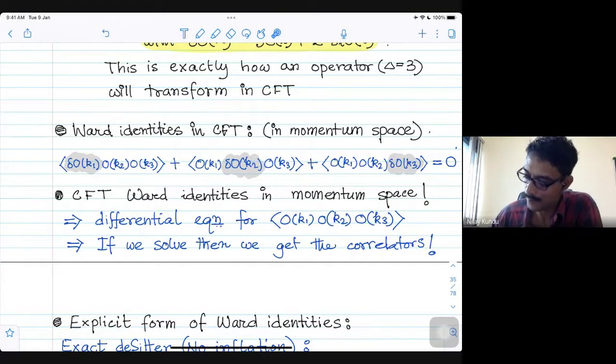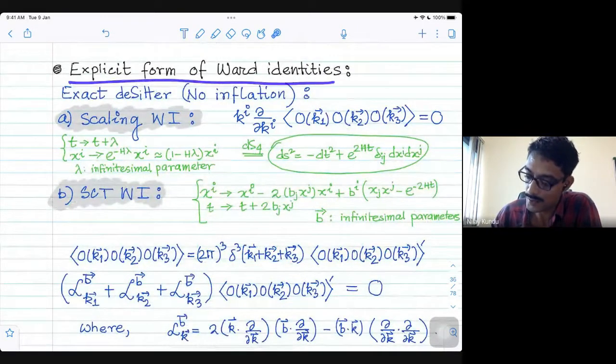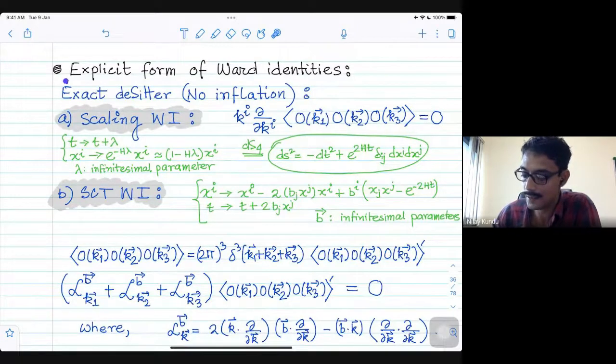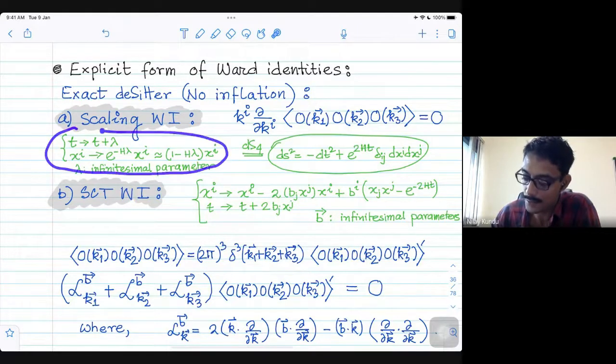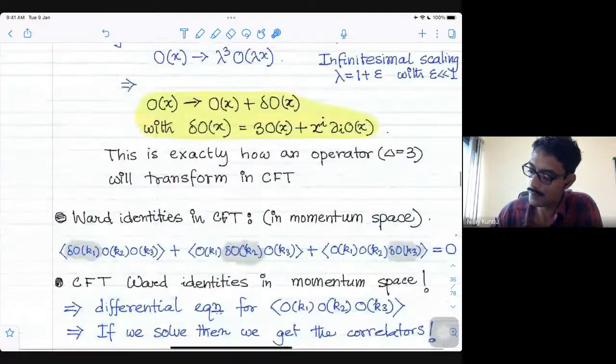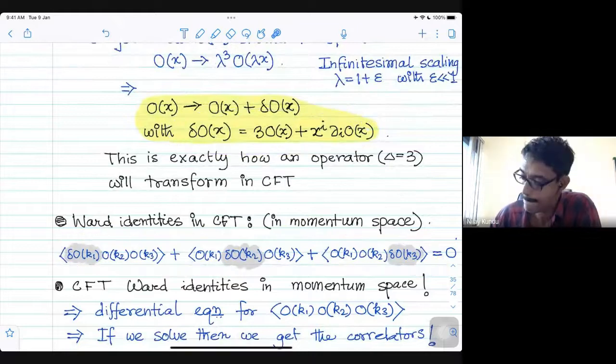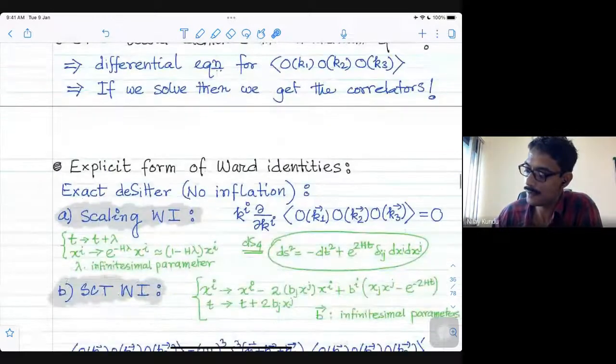Now, to be very specific, I can write down the explicit form of these Ward identities. So for the exact de Sitter where there is no inflation, these are the scaling transformations that keep this form of the metric intact, and for them we can obtain this to be the Ward identity written in momentum space. This is just a Fourier transform of this, for the scaling transformation in de Sitter.